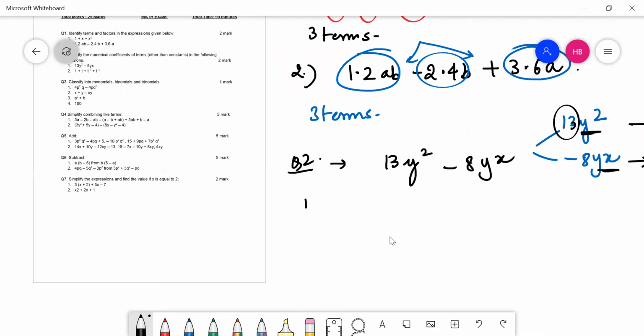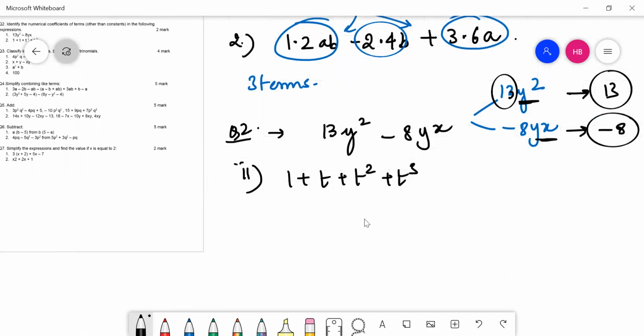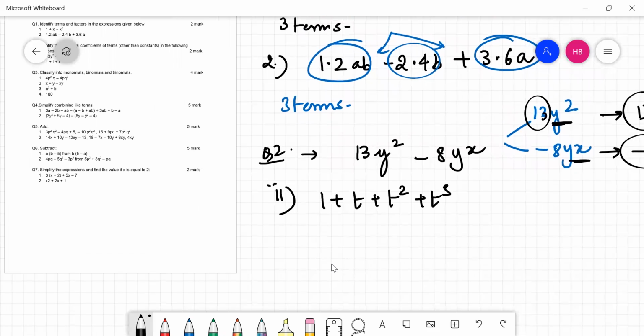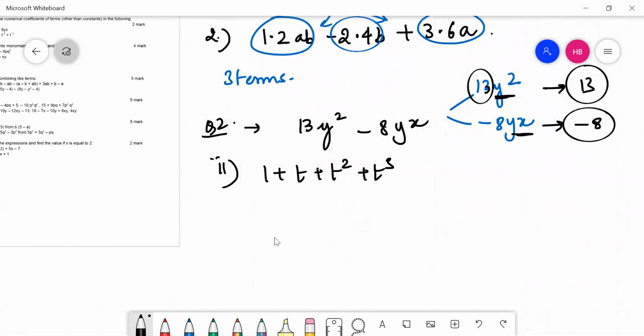Let's look at the question number second. It is 1 plus t square plus t cube. In this again, the number of terms, first of all, I'll identify. Here in the question, they have already specified other than constant term. You have to find the coefficients of the terms which have variable. So this was my constant term, so I'm not going to consider this.